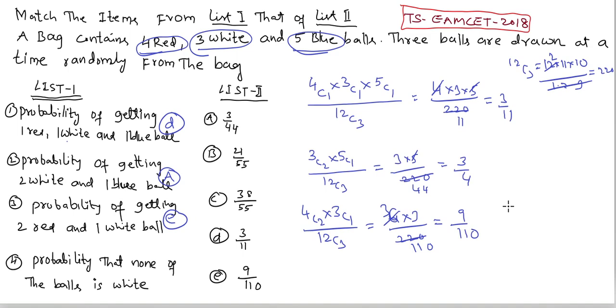And fourth one, none of them, probability that none of the ball is white, so no white ball. Out of white balls there are 4 red and 5 blue balls, that is total balls is 9, that is 9C3 by total balls is 12C3. So 9C3 value is 84 by 220, is equal to 21 by 55. So fourth one is mapping to B.